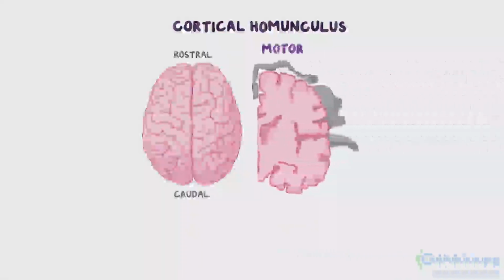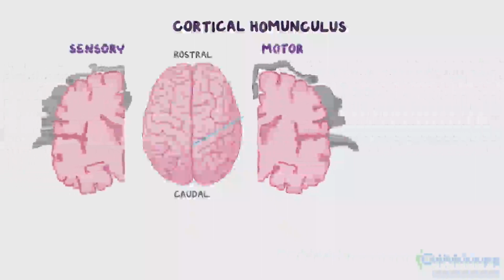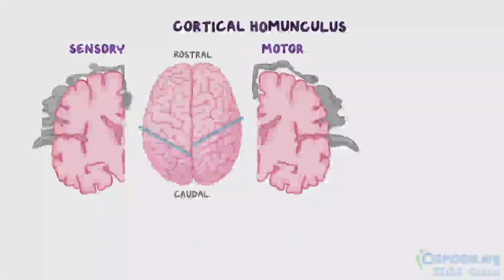The motor homunculus is located in the frontal lobe, while the sensory homunculus is just caudal to it, in the parietal lobe. The cortical homunculus can be represented as a body lying on top of the brain, where each body part lies on top of its corresponding brain area.